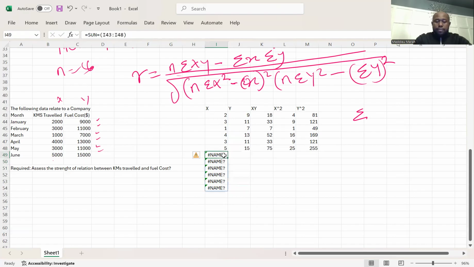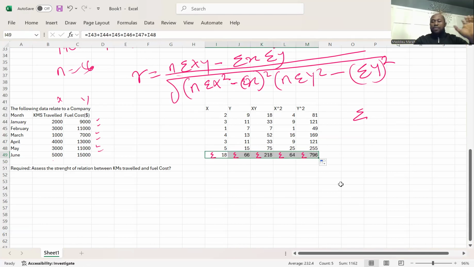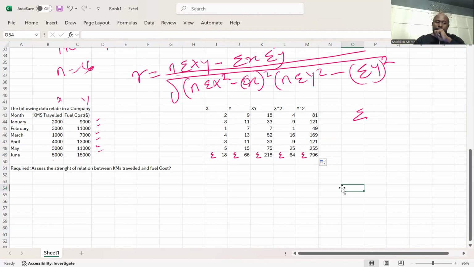There's some formula to do this one. It's this. So let's add this plus this plus this plus this plus this plus this equals 18. So this will give me sum of 18. Then I will drag, and I have all my figures now. 796, 64, and 66, 88, 18. So these are my figures.